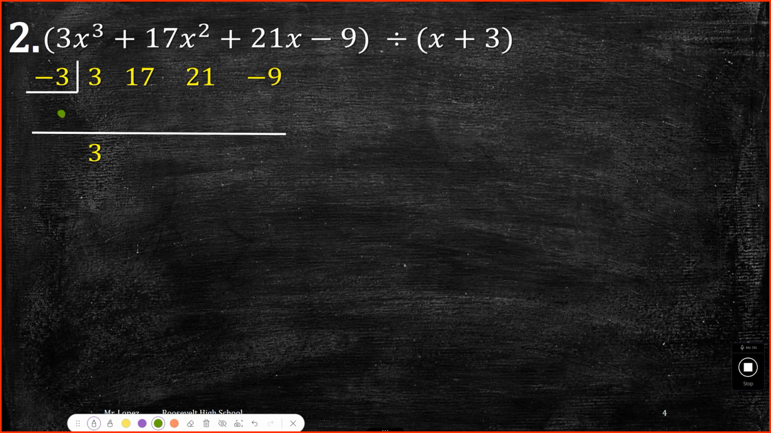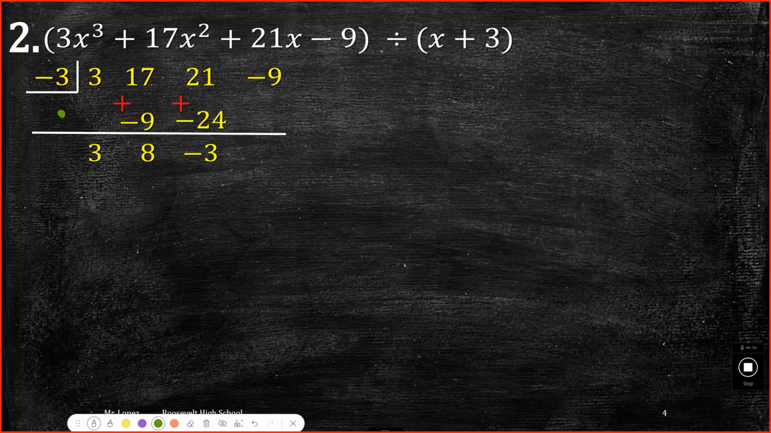Negative 3 times 3. What's negative 3 times 3? Negative 9. And you add 17 plus negative 9. What is 17 plus negative 9? 8. And now we continue with the iteration of negative 3 now times 8. Negative 3 times 8. Negative 24. And you add 21 plus negative 24 is negative 3.